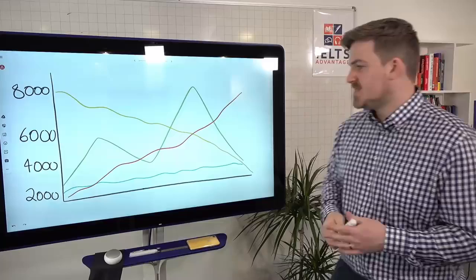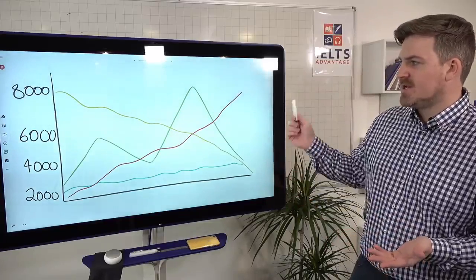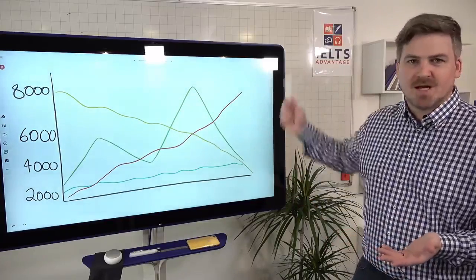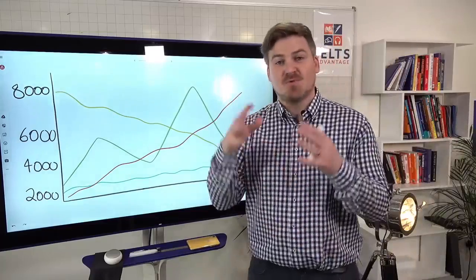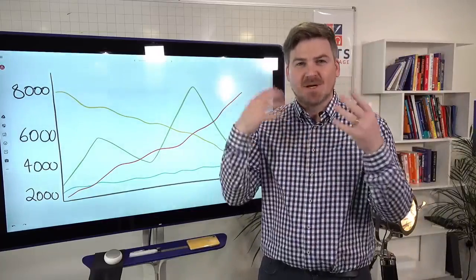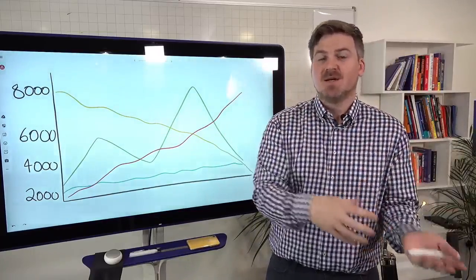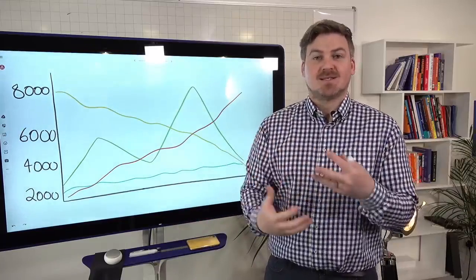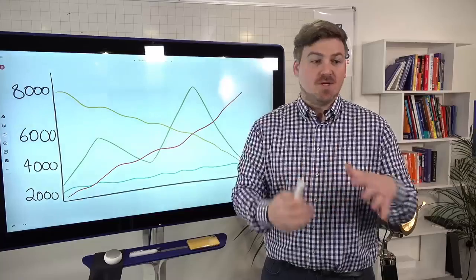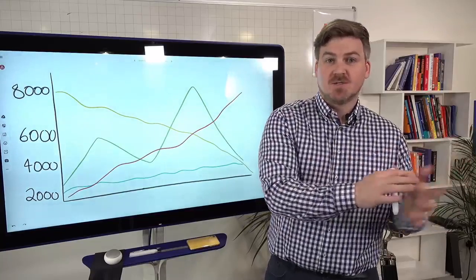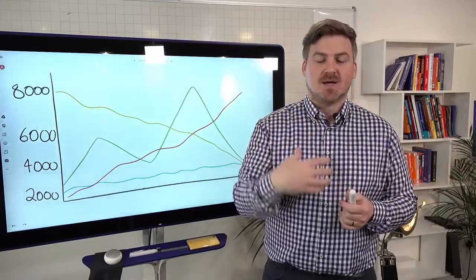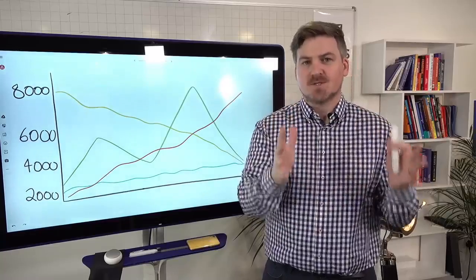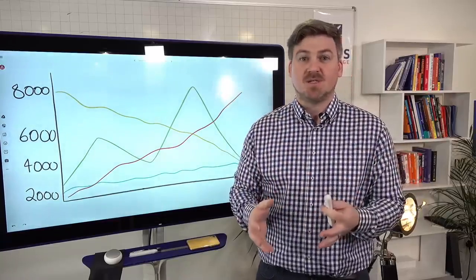If I had to do this, I'd say, well, blue stays the same, red goes up, yellow goes down, and green fluctuates. That's it. Once you break it down and simplify it, it becomes much, much easier to understand and then to write about. But you must practice this. It is a skill that you need to develop. You need to look at lots and lots of questions and try to interpret the data and try and understand it. And once you start to do that, it becomes so much easier.